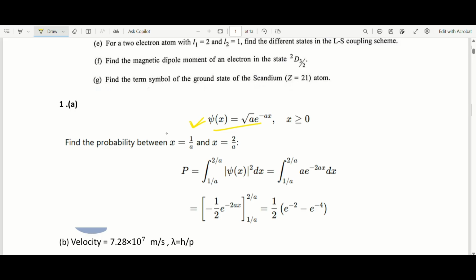So what will be the probability? The probability will be the integration from minus infinity to plus infinity of psi star psi, that is mod of psi of x whole square into dx. Okay, now we have to find the probability between 1 by a to 2 by a. So the lower limit will be 1 by a and the upper limit will be 2 by a. So after that, integration, now we have to integrate these things, and after substituting this value we get this answer. Okay, so half times e to the power minus 2 minus e to the power minus 4. Okay, so this will be the answer.